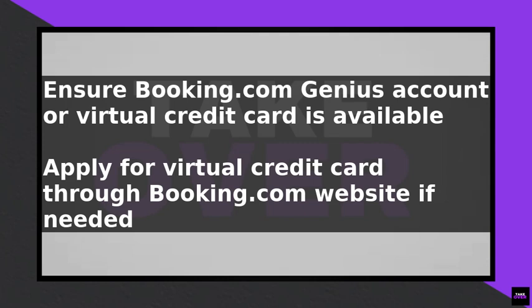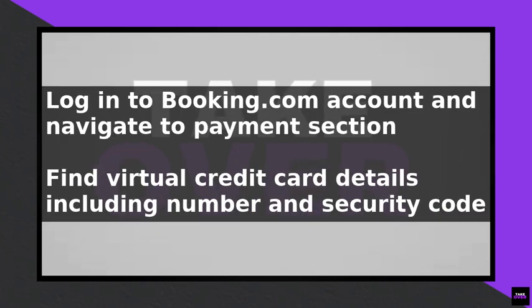Log into your Booking.com account and navigate to the payment section. In this section, you will find the virtual credit card details, including the card number, expiration date, and security code. Next, go to the website or platform where you want to use the virtual credit card to make a payment. Enter the virtual credit card details, including the card number, expiration date, and security code, in the required fields.